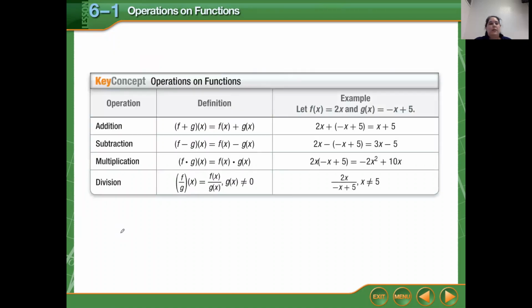Operations on functions is fairly similar to operations with polynomials. The only difference is we might reference it as f of g or f of x or g of x, and so it might look a little different. So f plus g of x just means to add the two functions f and g. Same thing with subtraction, multiplication, division. The setup just tells you what to do. Pretty much, it's just to save us time in writing.